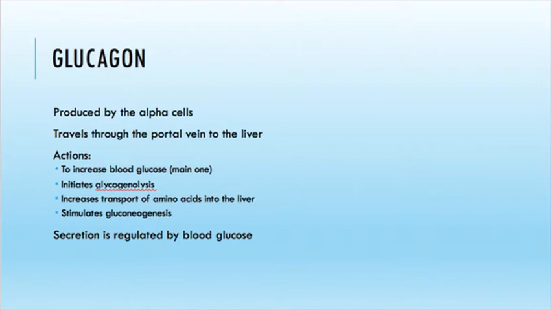Secretion is regulated by blood glucose. So if you have a decrease in blood glucose, this is going to produce an immediate release of glucagon, and vice versa. If you have an increase in blood glucose, there is going to be decreased release of glucagon.